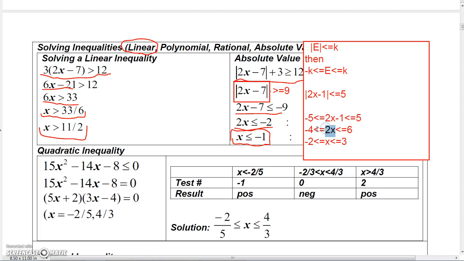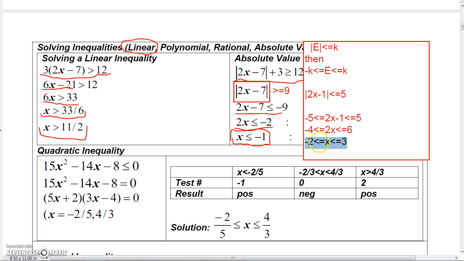Well, then you have to isolate x. Here you have 2x in the middle. So if you divide negative 4 by 2, you get negative 2. If you divide 6 by 2, you get 3. And of course, if you divide 2x by 2, you get x. So basically, the solution is all values from negative 2 to 3. So any number from negative 2 to positive 3.